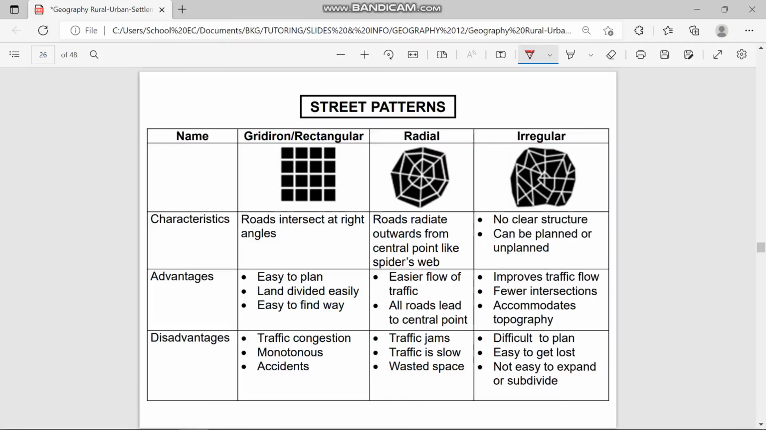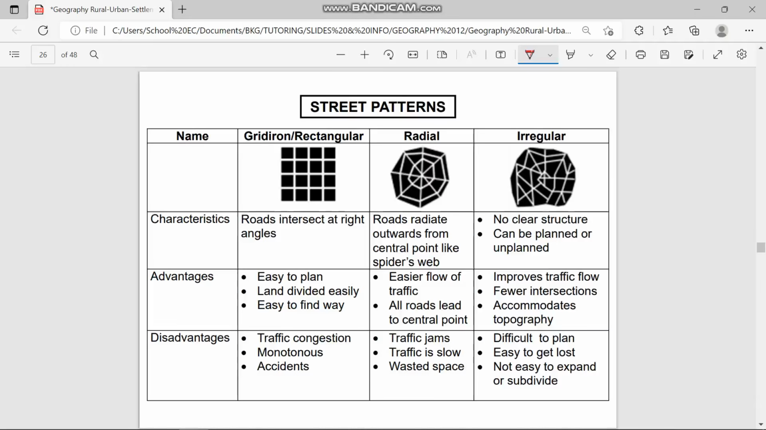Okay, let's move to street patterns. Our street patterns, we have names of the street patterns and so on: characteristics, advantages, disadvantages as well. The names of the street patterns, as you can see here, we have grid or rectangular pattern. We have radial, we have irregular, but let's start by discussing grid or rectangular.